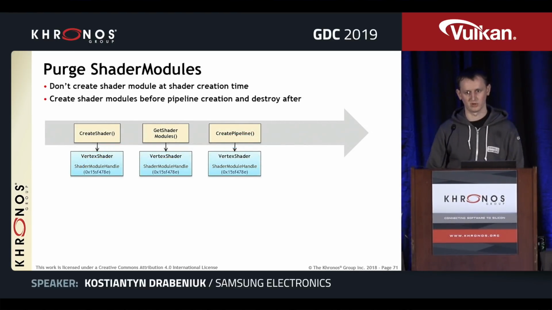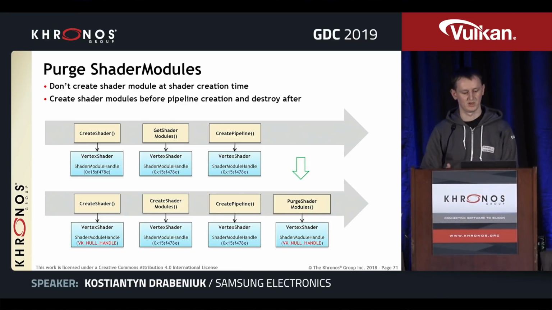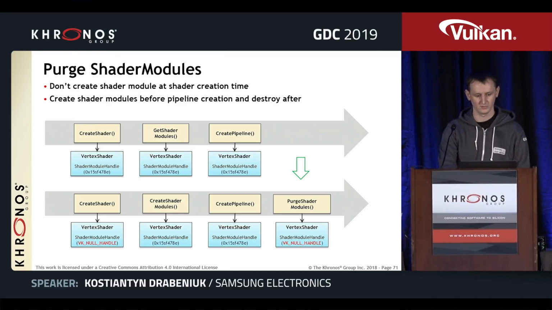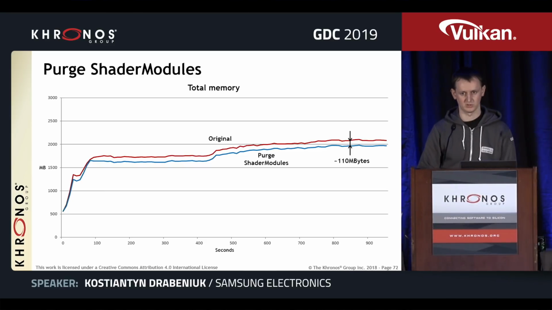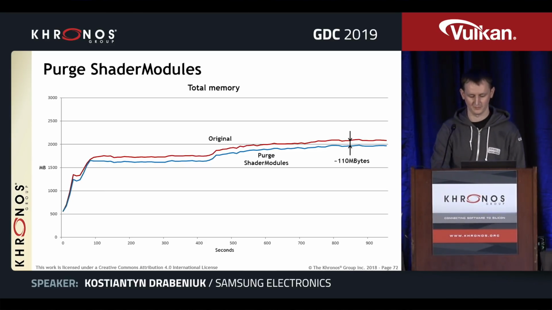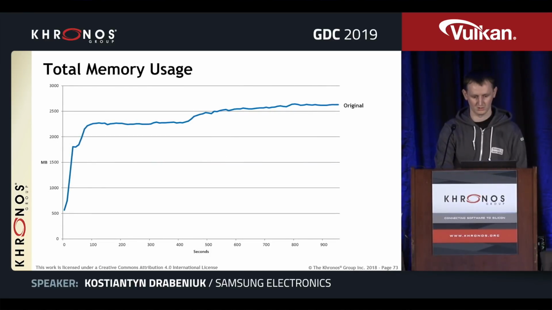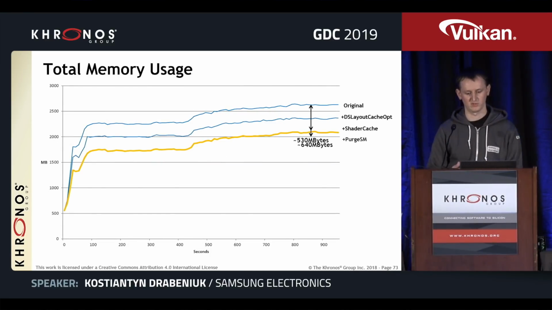So in Vulkan, the shader module is needed only for pipeline creation. It means that we can skip shader module creation at shader creation time, create it right before pipeline creation, and destroy it after. But this optimization can have some extra CPU cost if pipelines are created at runtime. It's also helpful for saving memory. So after applying all memory optimizations, memory was saved about 640 megabytes.